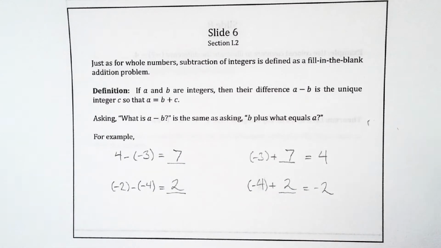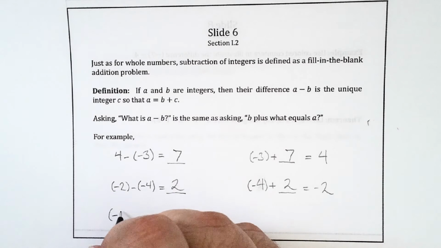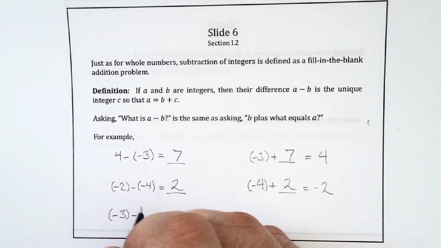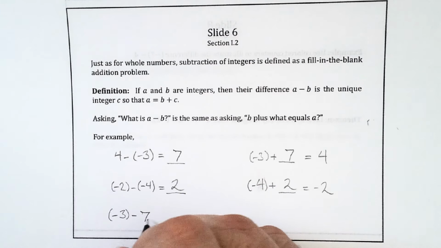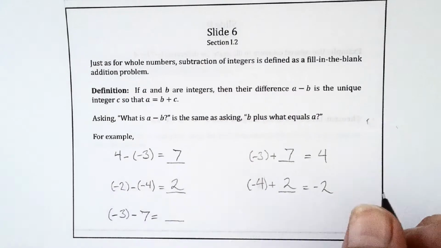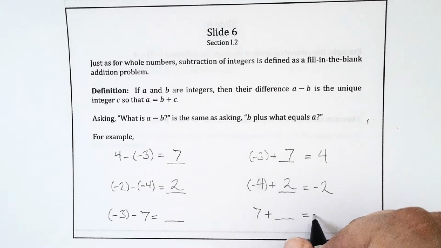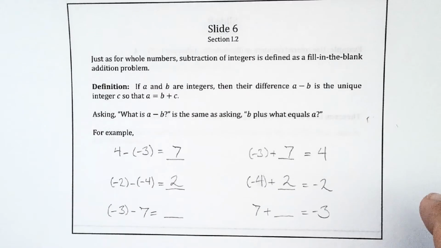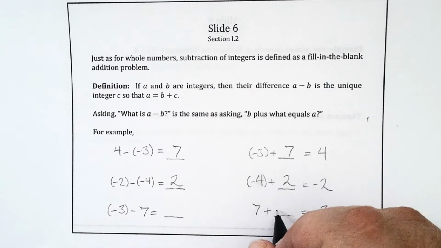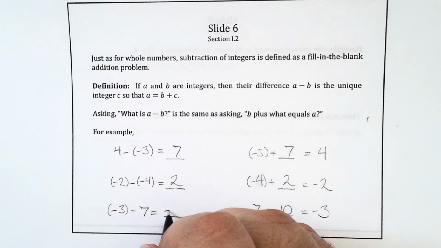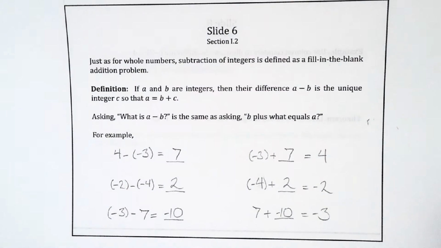Or I could do something like negative 3 minus 7 equals what? Well, that's the same as asking 7 plus what would give you negative 3. And the answer to that is negative 10. And so here we're using the actual definition of subtraction.